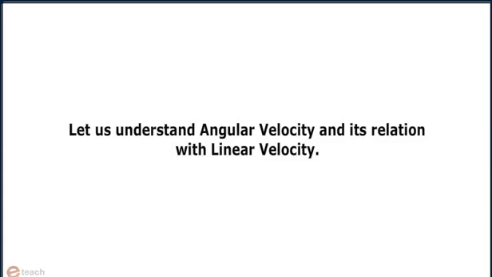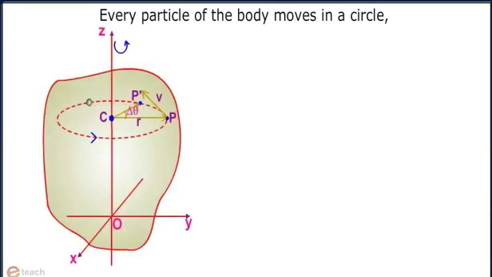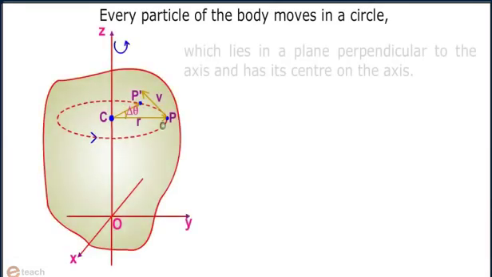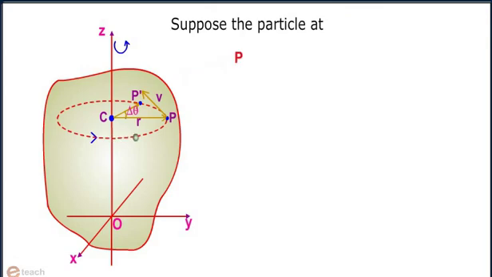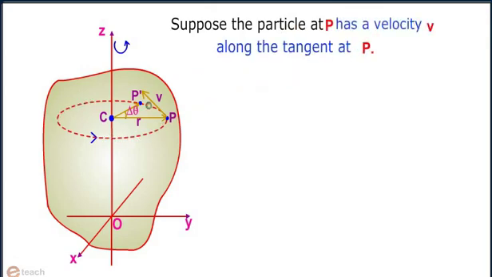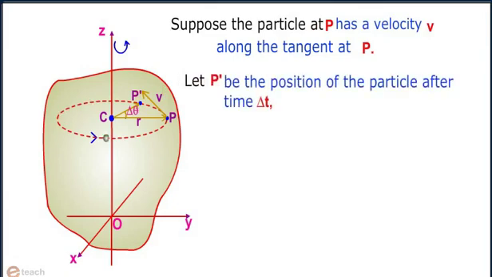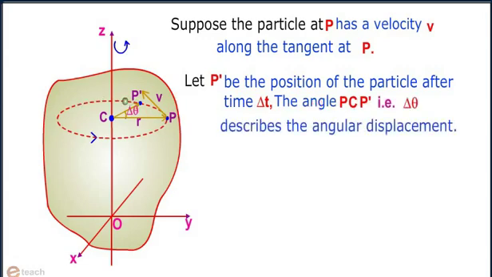Let us understand angular velocity and its relation with linear velocity. Every particle of a body moves in a circle, which lies in a plane perpendicular to the axis and has its center on the axis. Suppose the particle at P has velocity v along the tangent at P. Let P dash be the position of the particle after time delta t. The angle PCP dash, that is delta theta, describes the angular displacement.